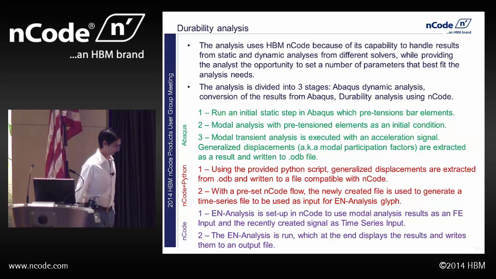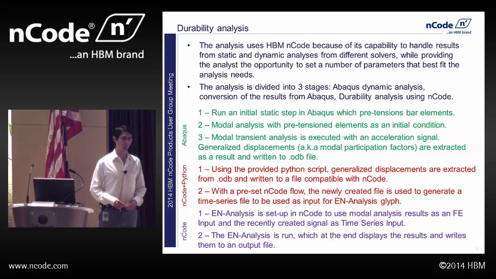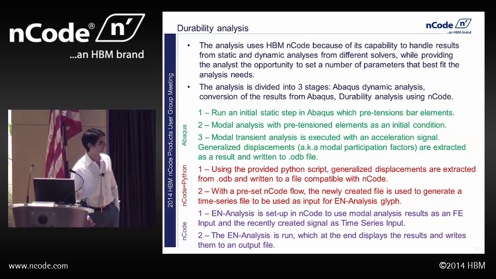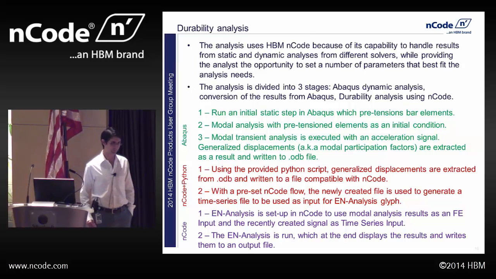So how do you do that in nCode? One of the great advantages of nCode is the flexibility to take FE results from several solvers. So we at Ford normally use in-house software and use Nastran for this. But Abaqus seems to be a little bit more flexible for this case. So we're translating that analysis from Nastran to Abaqus. And we split the analysis in three steps.